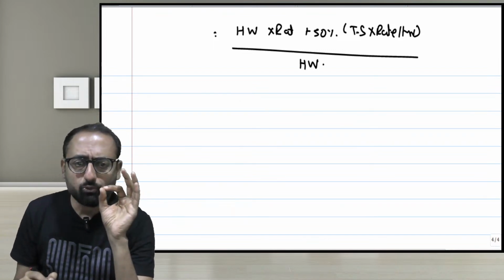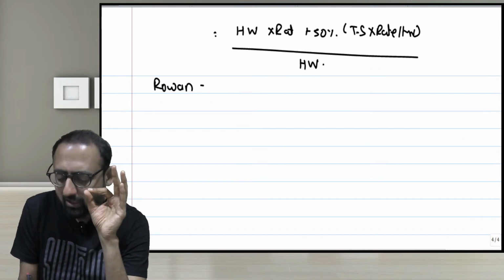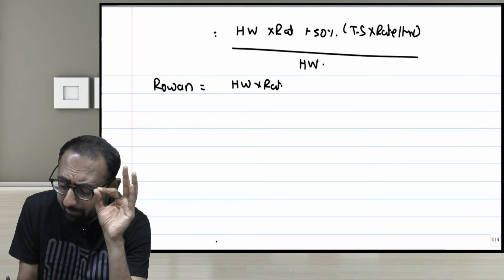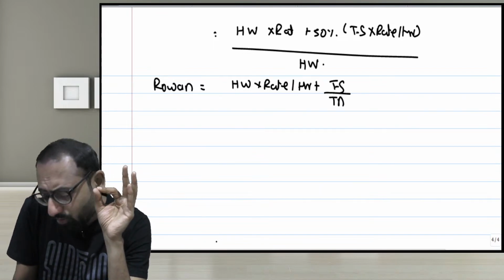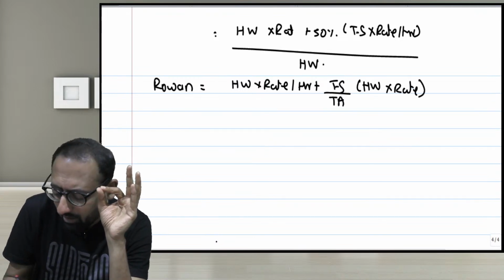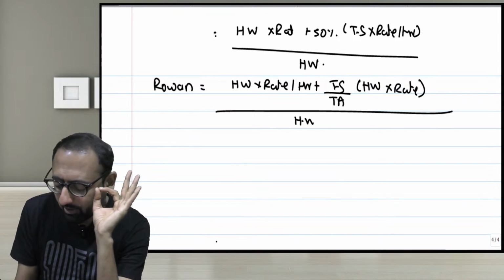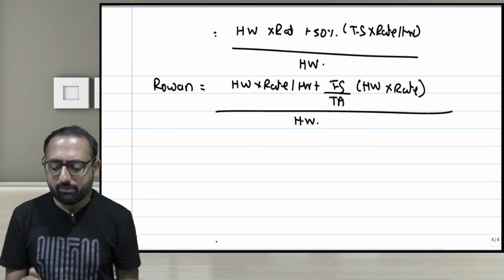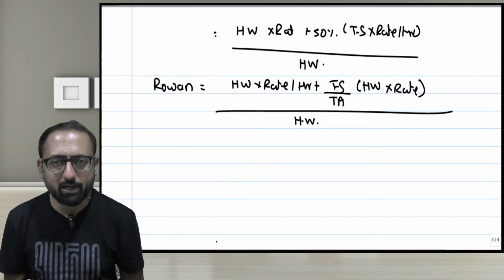Now, if you want to calculate effective earning under Rowan, it is equal to hours worked multiplied by rate per hour plus time saved upon time allowed into hours worked multiplied by rate per hour. This will be your total earning, divided by hours worked. So this will be your effective earning under Rowan's scheme, Rowan plan.